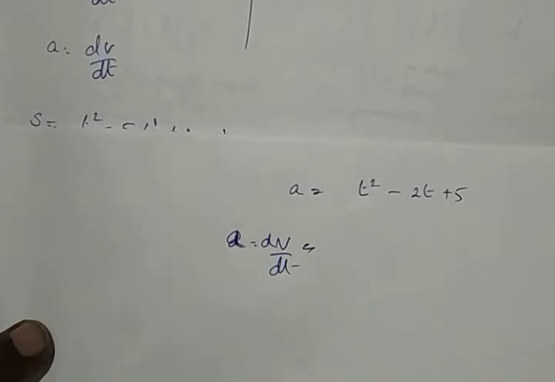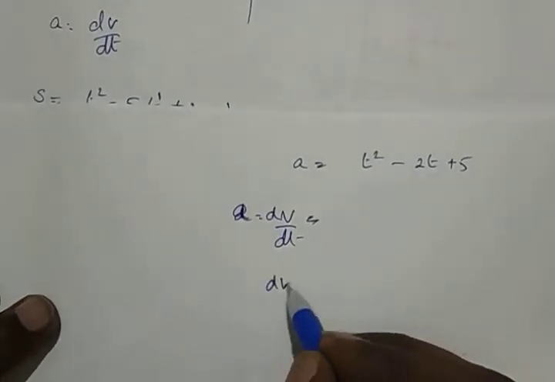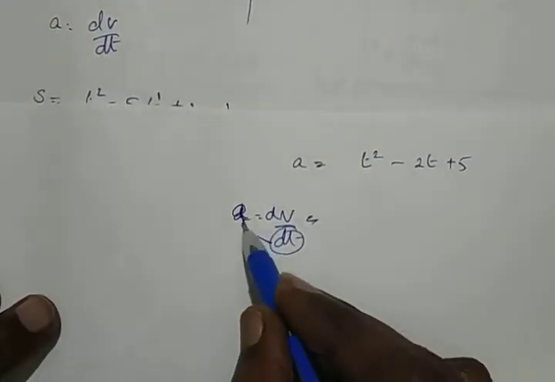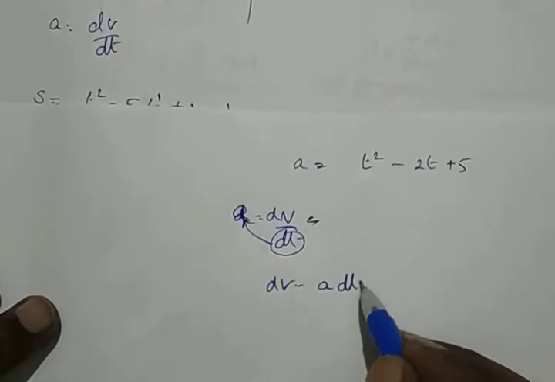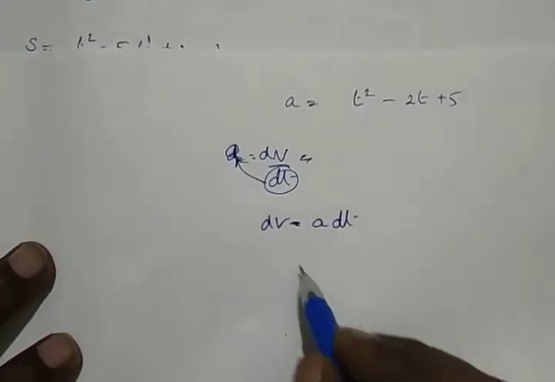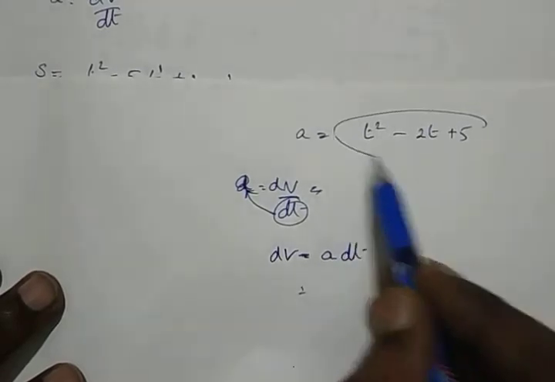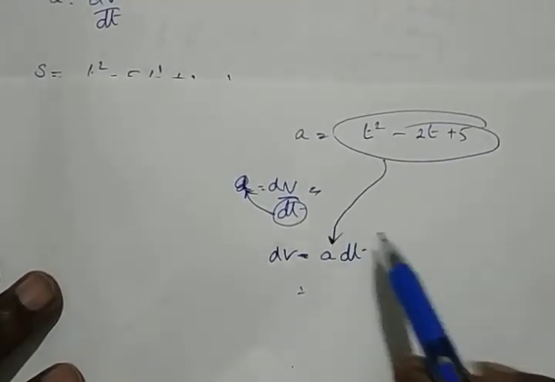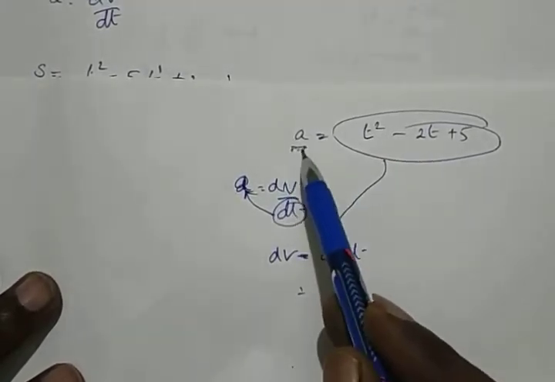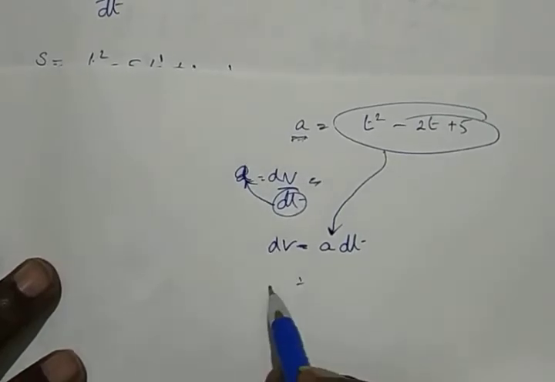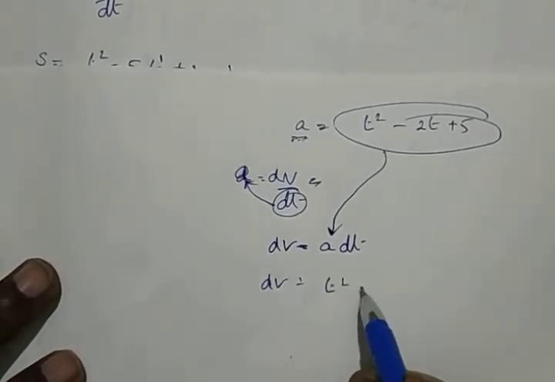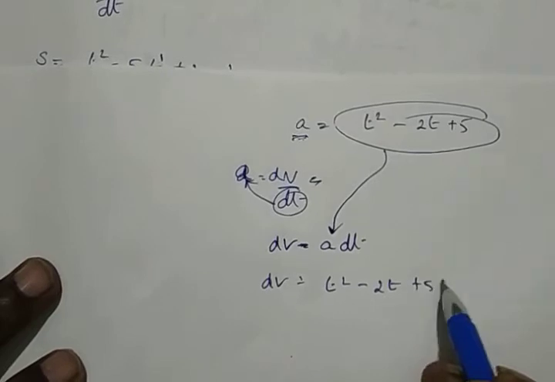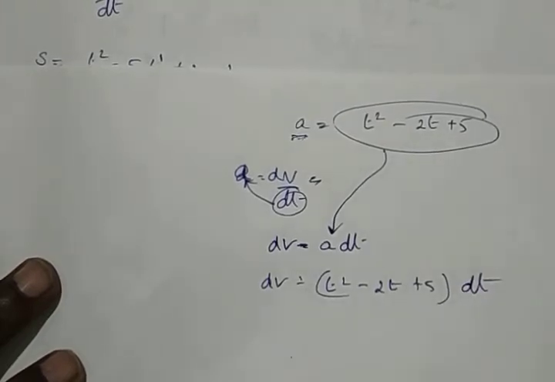So how to find out the velocity? dv is going to be equal to a into dt. So dv is equal to a into dt. Now this acceleration, the whole thing, you put it here because this is a. So dv is going to be equal to t square minus 2t plus 5 times dt.